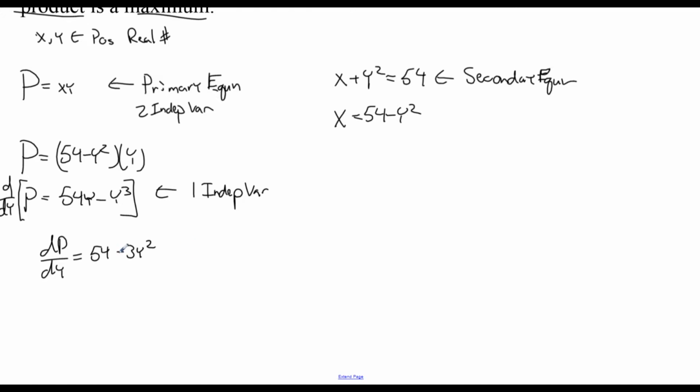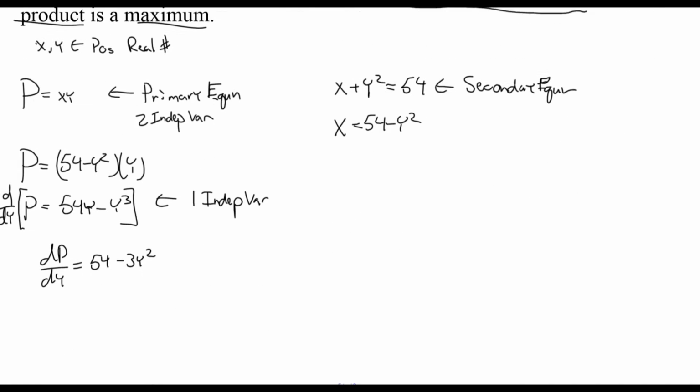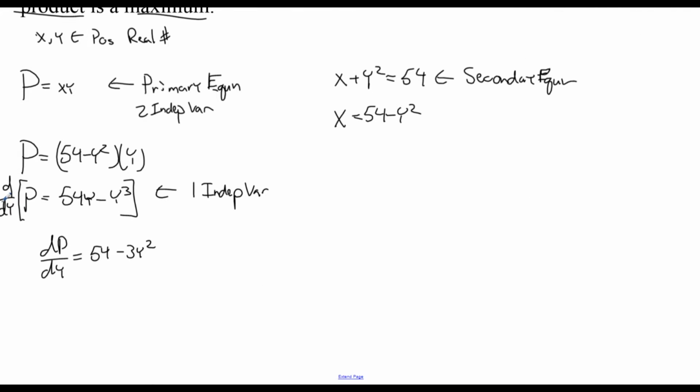We're trying to optimize this problem, and obviously both x and y have to be positive, so certainly we can't have a negative there. We can optimize this by setting the first derivative equal to 0. Let's factor out a 3. I'll have 3 times (54 minus y squared) equaling 0.